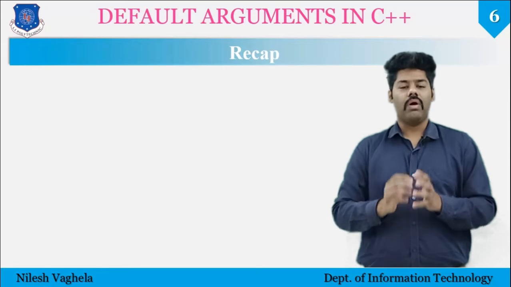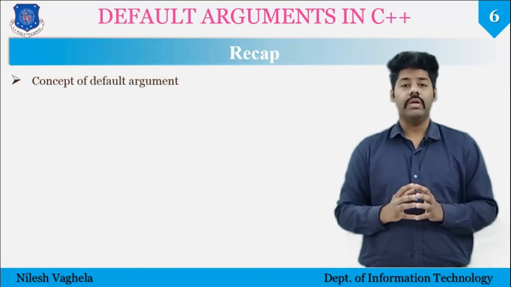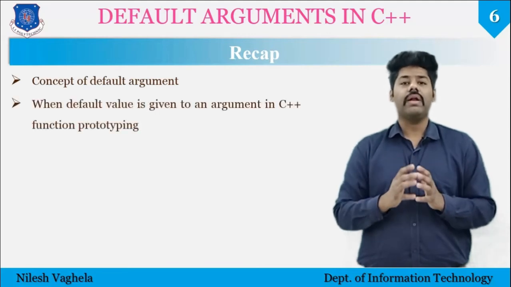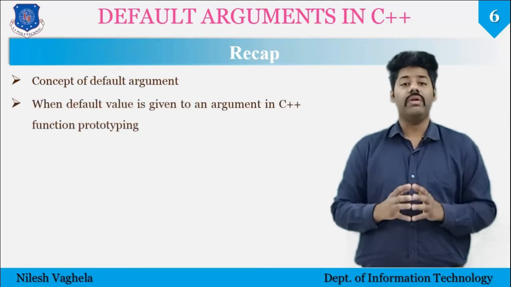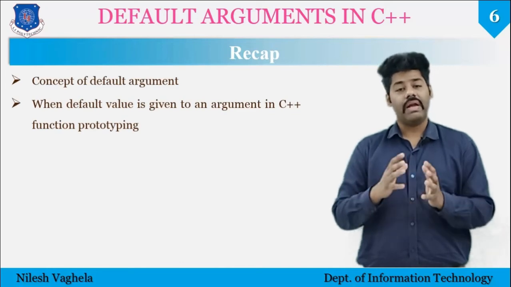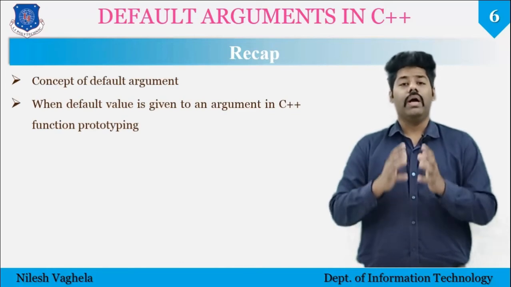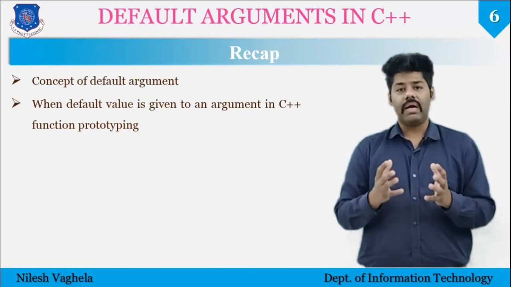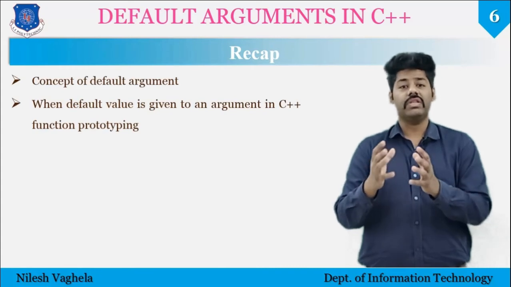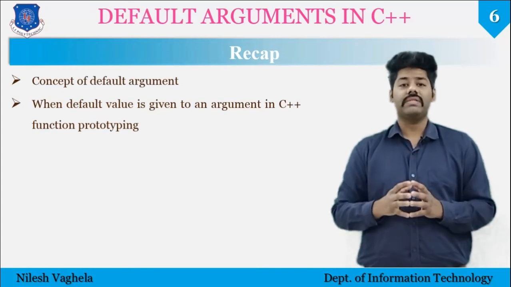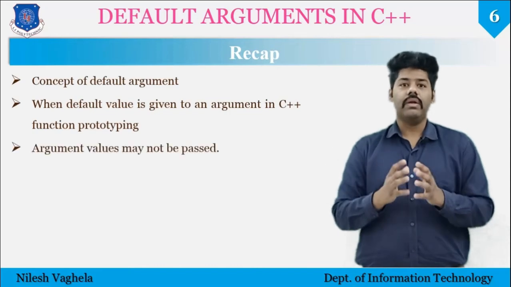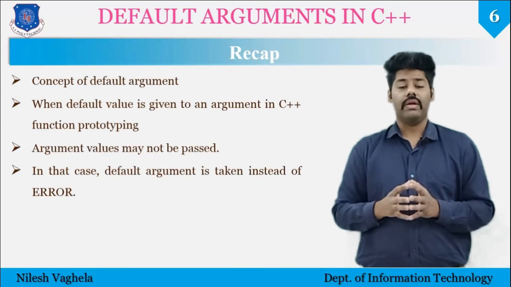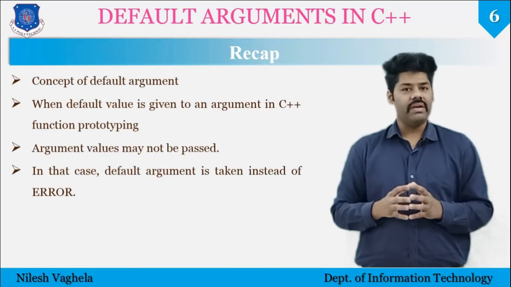Now let's have a quick recap of whatever we have understood throughout this session. We have seen the concept of default argument. Default arguments are the arguments with some default value in a C++ function while we are doing function prototyping, right? Default arguments are those type of arguments whose values need not be passed when the function is called. So the default argument is taken rather than throwing an error. In general, with function arguments, if we are passing a smaller number of parameters, then it will throw an error, right? That cannot happen over here because we are having a default value.